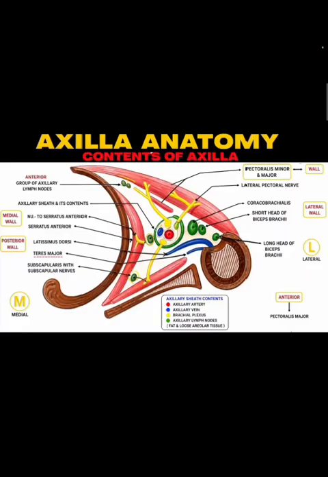Next, here we have the contents of the axilla. On the anterior side we have pectoralis major and minor, as we have seen before. On the posterior side we have the latissimus dorsi and teres major. This is the lateral side, and this is the medial side. Now, we see the contents. Here we have the axillary artery, the axillary vein, the group of axillary lymph nodes, the axillary sheath and its contents, and then also the fibrous fatty tissue, and that's it.